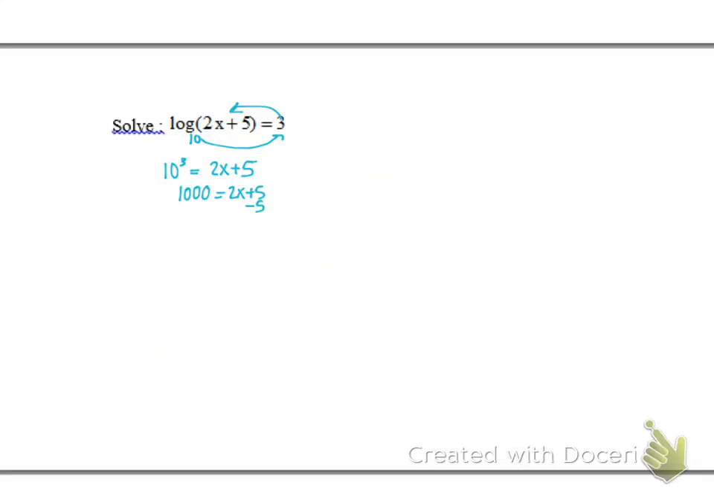We do some solving. So I'm going to subtract 5 to get 995 equals 2x and divide by 2 to get x is equal to 497.5. Again, you can double check all of your answers for these if you plug it back in for x and just type in that left side and make sure it equals 3.